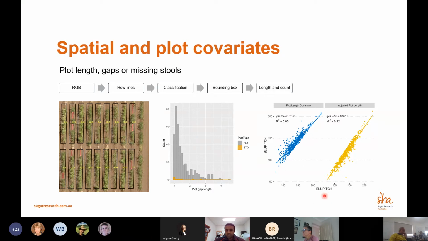In this graph, what we are looking at is actually the TCH of the plots and the TCH of the plots corrected for covariates using plot length. And you can see whether you use the non-covariate model or the model with the covariate, there could be differences in the selections that you would make. And we have seen some good improvements in heritability using plot length as a covariate in some of the trials.